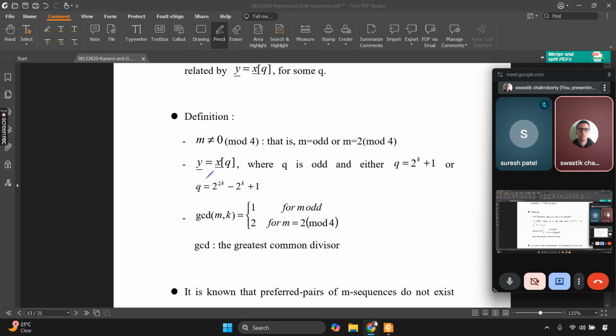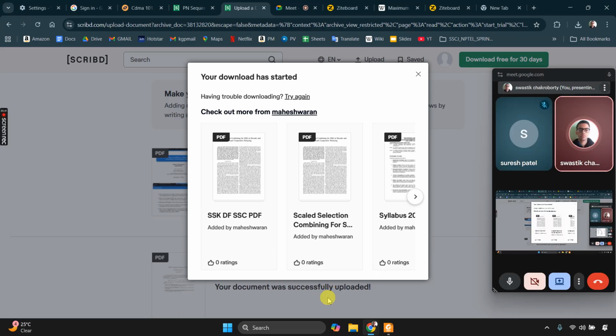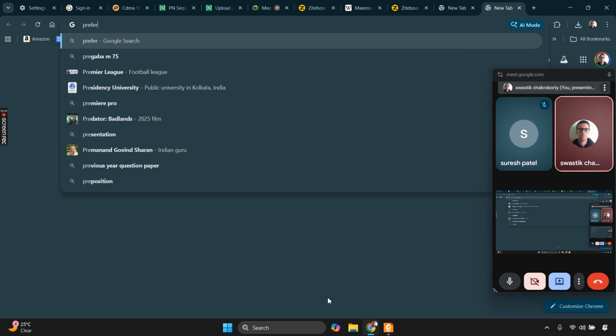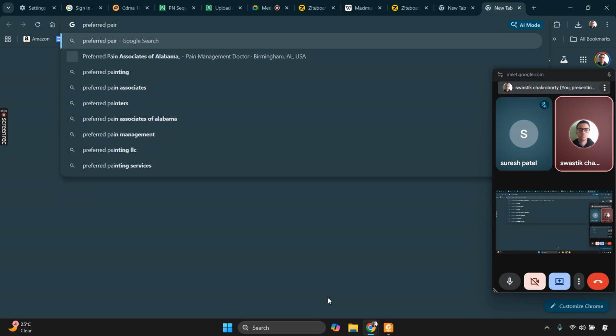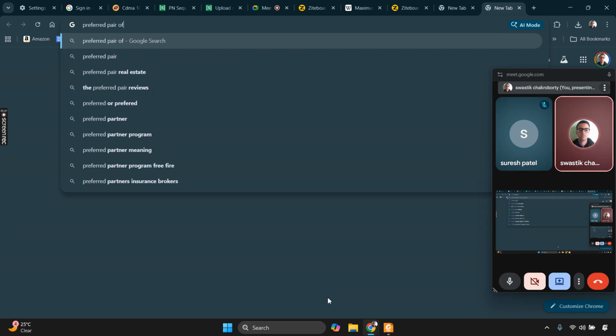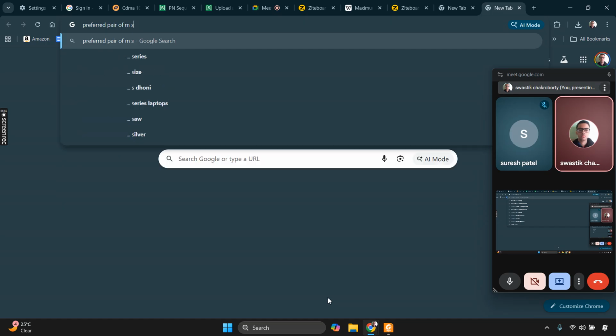I think this definition is not that good. I will go to Wikipedia, where I think you will get a better definition. Here it is not written well. Preferred pair of M sequences.